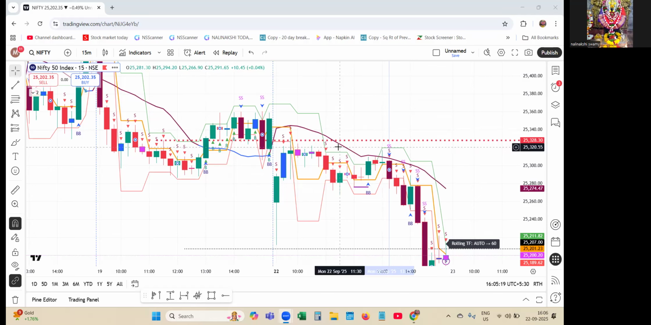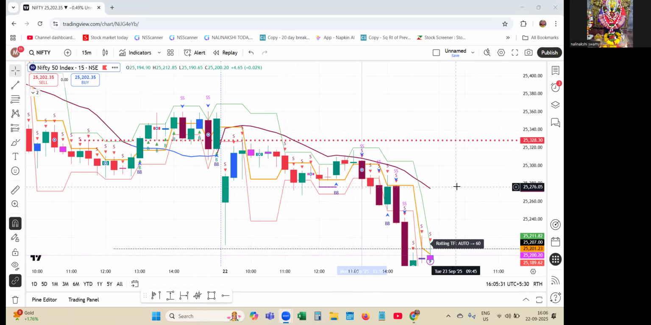Actually, this indicator will tell you everything and sit behind you, and it will tell you no, no, no, it is not a buy, you need to go short. That is the beauty of this indicator.